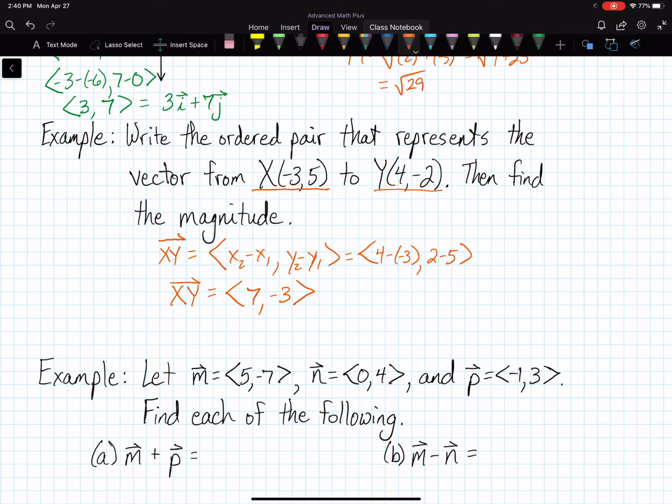For the magnitude of it, the way you label the magnitude is you just put vector xy in absolute value. That's how they symbolize magnitude. And you're going to take the square root of your vector, 7 squared plus negative 7 squared. That's 49 plus 49, which is the square root of 98.